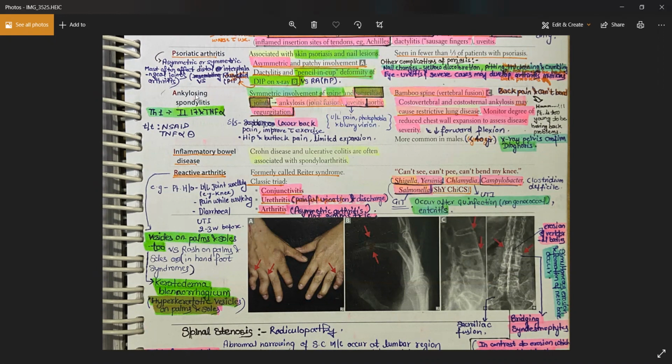If you guys remember the last lecture, we discussed this pannus formation, and this pannus destroys the cartilage as well as the bone, right? So you are having just the resorption of the bone and the cartilage but not the formation, right? So this is a very huge difference between ankylosing spondylitis and rheumatoid arthritis.